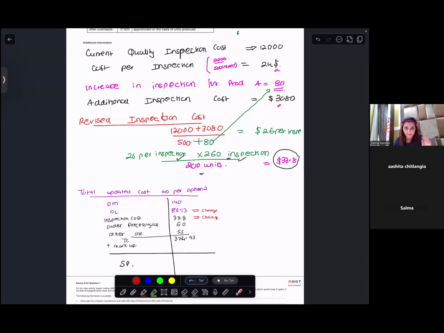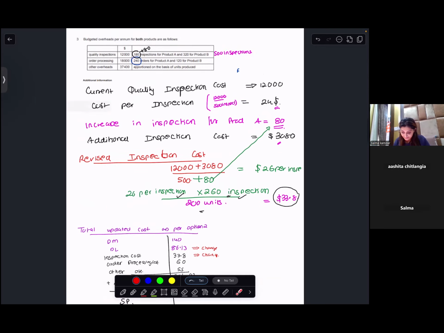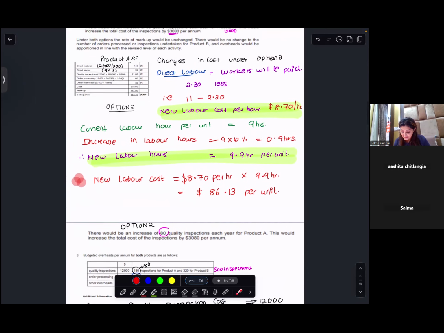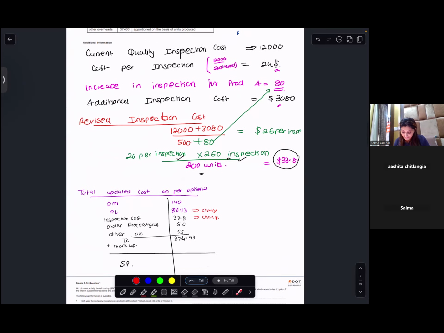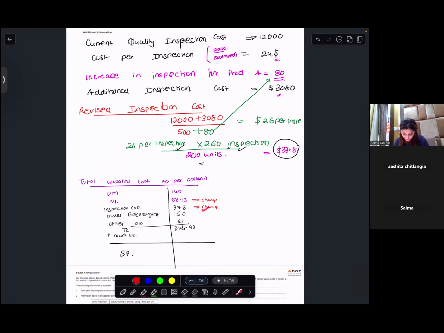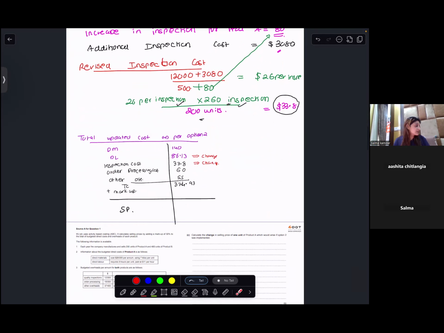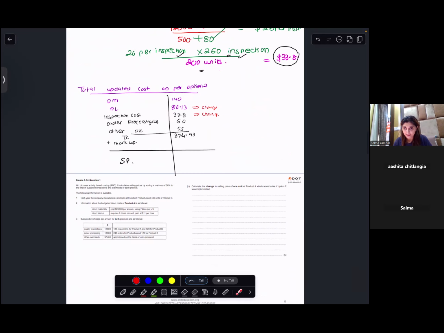Yeah. Okay. Now the total updated cost as per option 2. Direct material would remain the same, 140. Direct labor 86.13. Inspection cost will change to 33.8. Order processing and other overheads would remain the same. So the total cost is coming up to 374.93. How about the markup? 50% of that, which is 187.46.